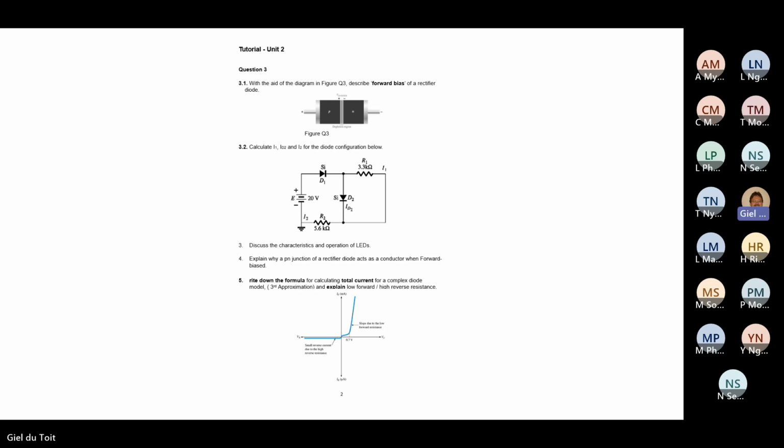Guys, you can give me the answer. You can chat. You say chat and then you can type the answer there. No one is typing. Then 0.7 divided by 3K3, and that gives me 0.2 milliampere. Okay. 0.2 milliampere, yeah.